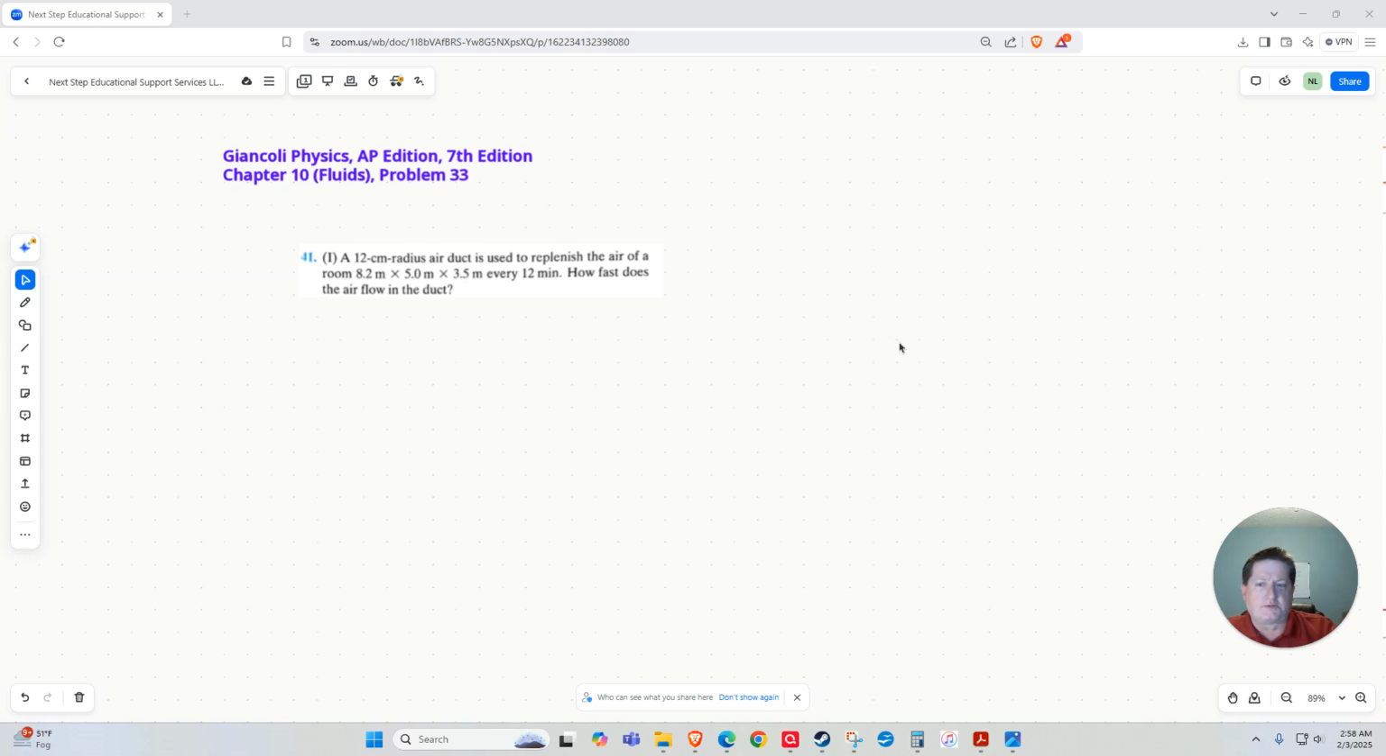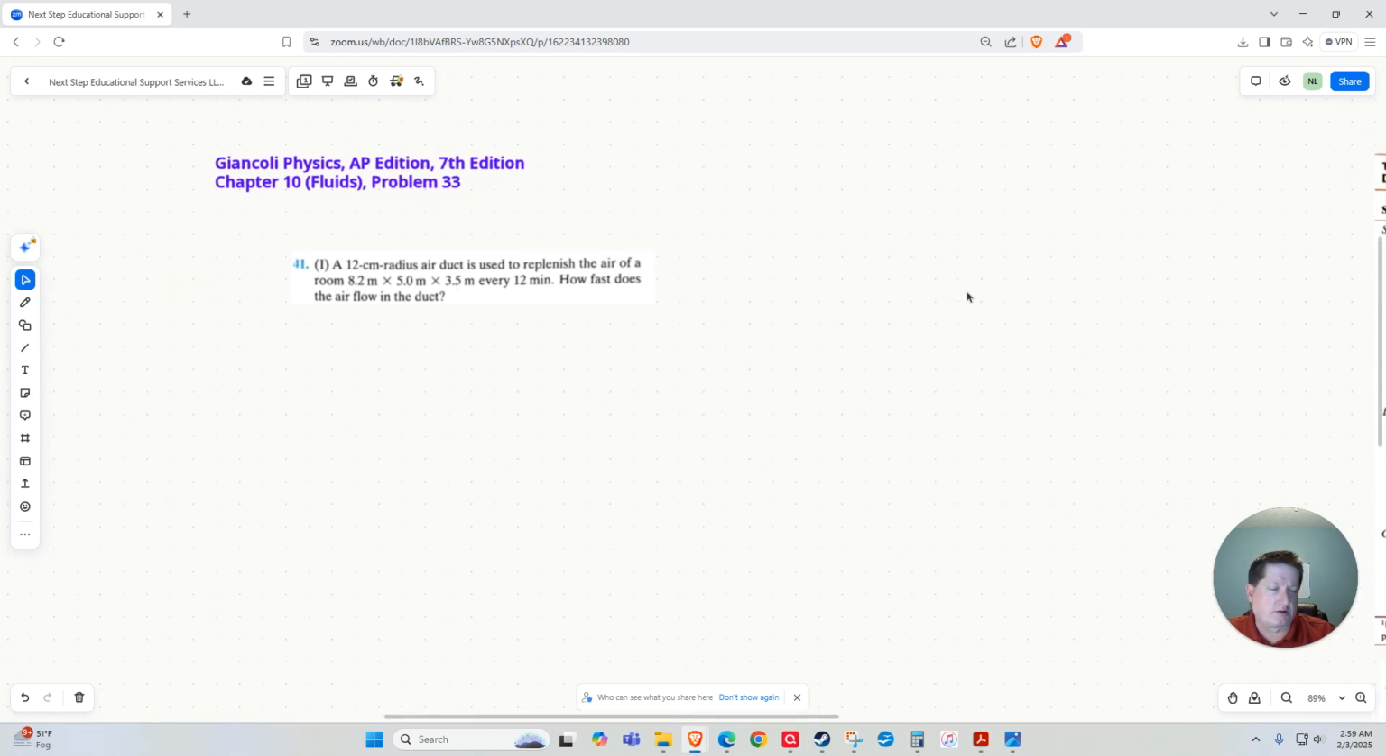That problem reads, a 12 centimeter radius air duct is used to replenish the air of a room 8.2 meters by 5 meters by 3.5 meters every 12 minutes. How fast does the air flow in the duct? So go ahead and pause the video, take a few minutes to wrap your brain around that, and once you have a plan, come back and see how our notes compare.